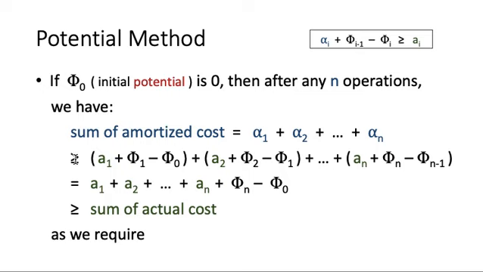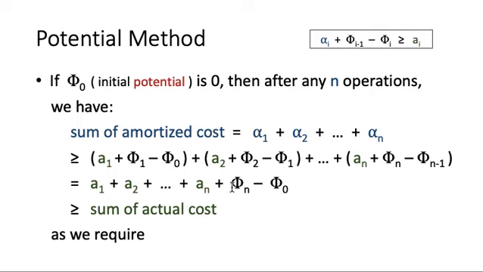Then, if we observe this, we can simplify it by collecting all the a1 terms together, and the phi k terms will mostly get cancelled, so that in the remaining part we will have phi of n minus phi of 0. Because phi of 0 is equal to 0, this is gone. And phi of n represents a potential, so we have a restriction that the potential after any operation is always non-negative, so this is greater than or equal to 0.